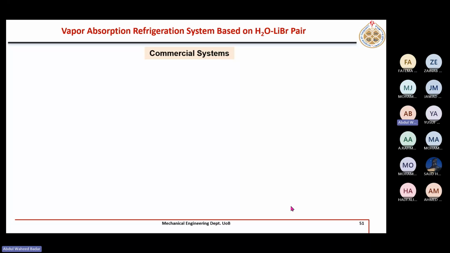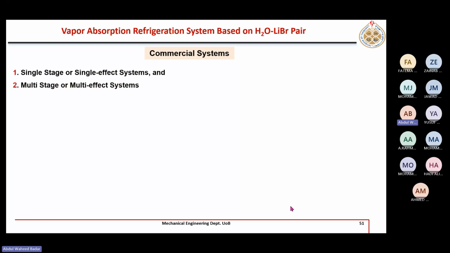So now we shall quickly go through the commercial system, because so far we have been representing this system in the form of a schematic diagram, but commercial systems do not look like those blocks which we have seen. Also, commercial vapor absorption refrigeration systems can be classified as single stage or single effect systems, or as multi-stage or multi-effect systems.